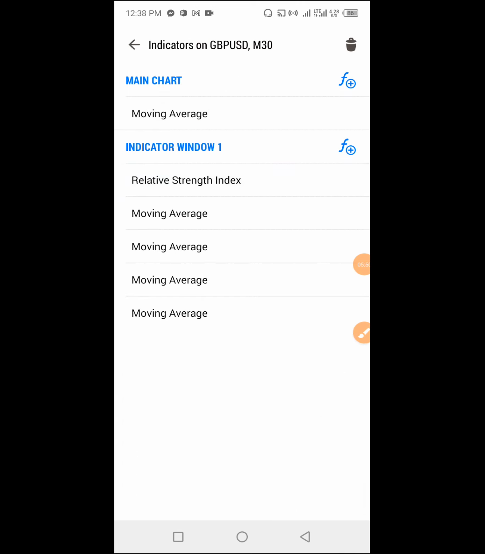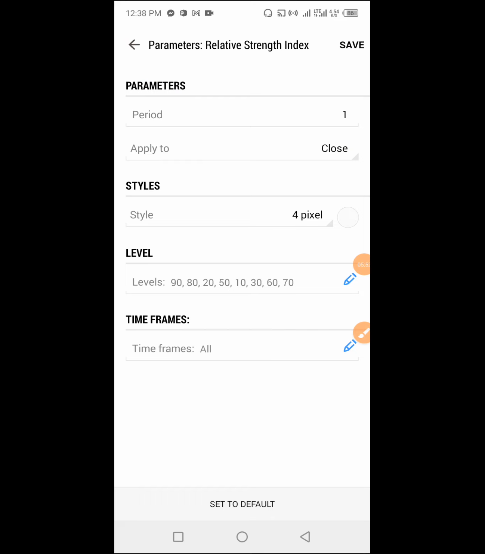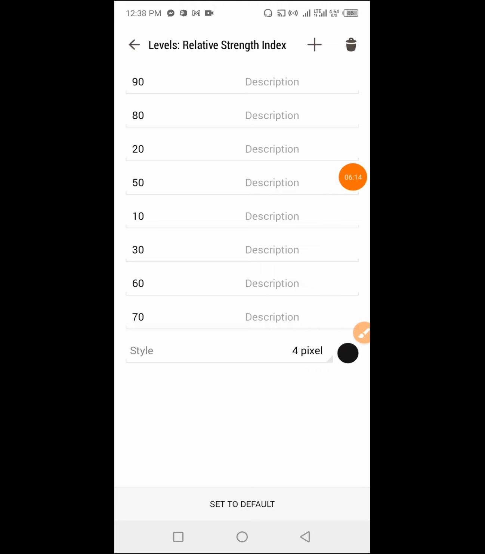In window 1 we have the RSI. This RSI is mainly to identify areas of discount and areas of premium. That means areas where you can take your buy and areas where we can take our sell. Then there is the equilibrium, that is the level 50. So the levels range from 10 to 90: 10, 20, 30, 50, 60, 70, 80, then 90. That is all.